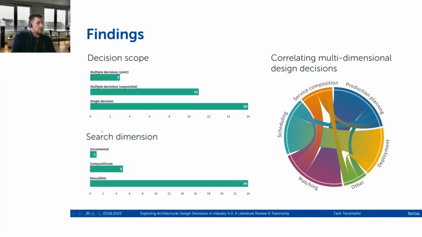When we speak about the search dimension, there are very few incremental approaches, and most of them are monolithic. So maybe one future research direction will be to investigate incremental or monolithic search for multi-dimensional problems, because in Industry 4.0 we speak all the time about frequent changes, zero downtime, and optimized production. So maybe this incremental and compositional search would be something worth investigating for Industry 4.0 problems.